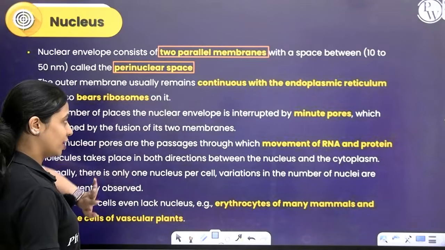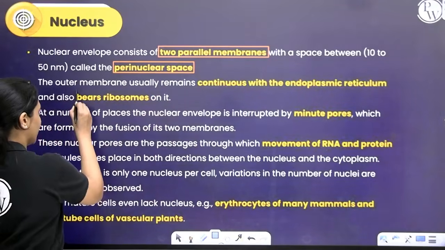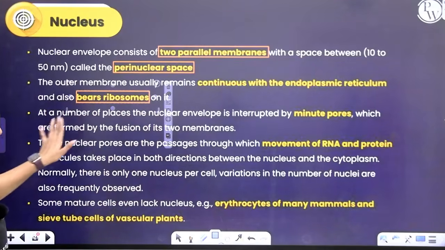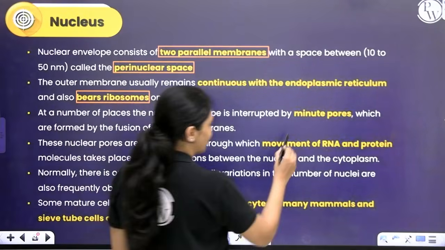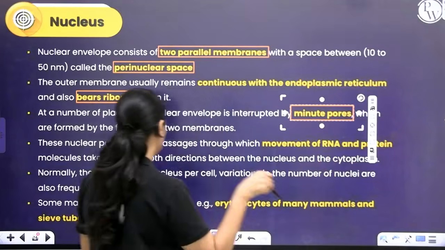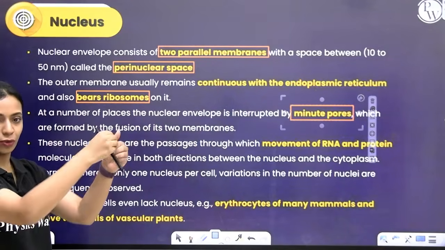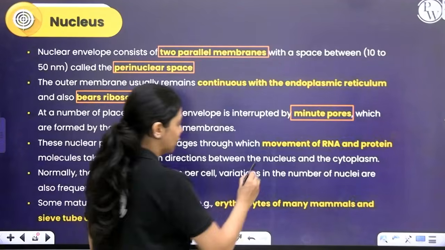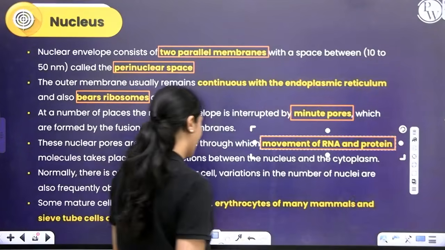Outer membrane is continuous with endoplasmic reticulum. I told you it bears ribosomes on it. I have labeled that, I have drawn it also. At many places, nuclear envelope is interrupted by minute pores. I told you how that happens, which is formed by the fusion of those two membranes. Okay. Through these nuclear pores, movement of RNA and proteins will happen. That also I told you.